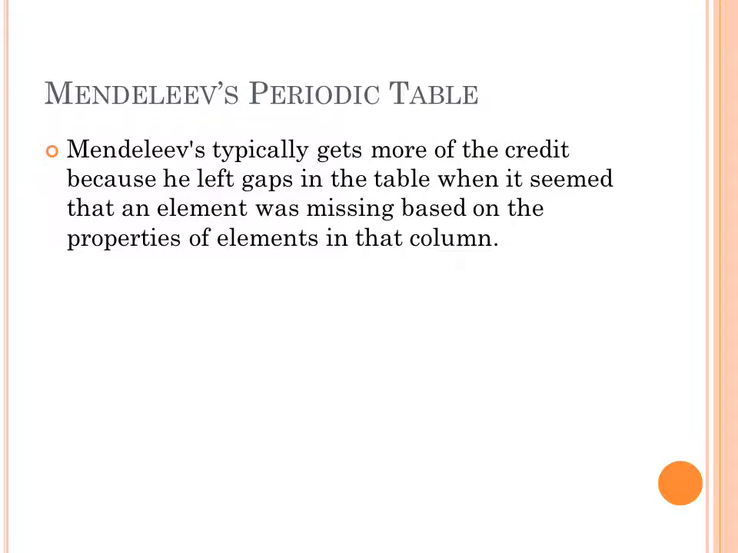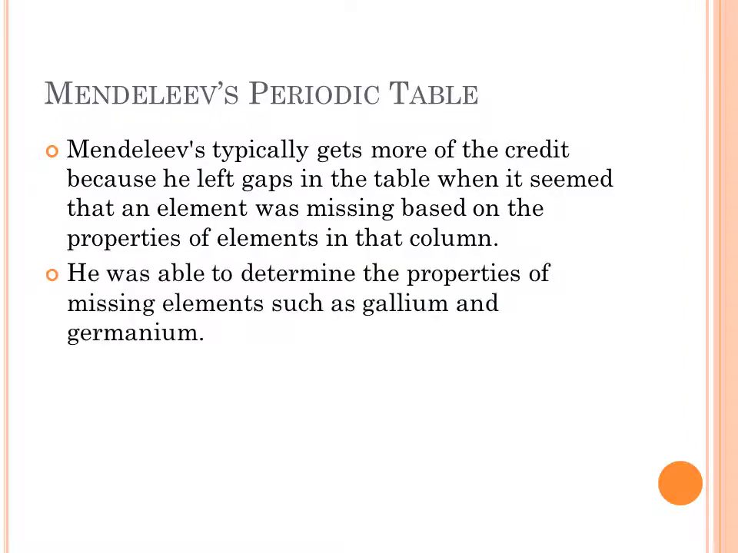Mendeleev typically gets most of the credit because he in fact did leave those gaps where it seemed there should be an element but it was missing, and based on the properties the elements didn't fit together, so he left an open space for it. He was able to determine the properties of those missing elements such as gallium or germanium, and because of that predictive nature of what he did, he gets more of the credit in many cases.